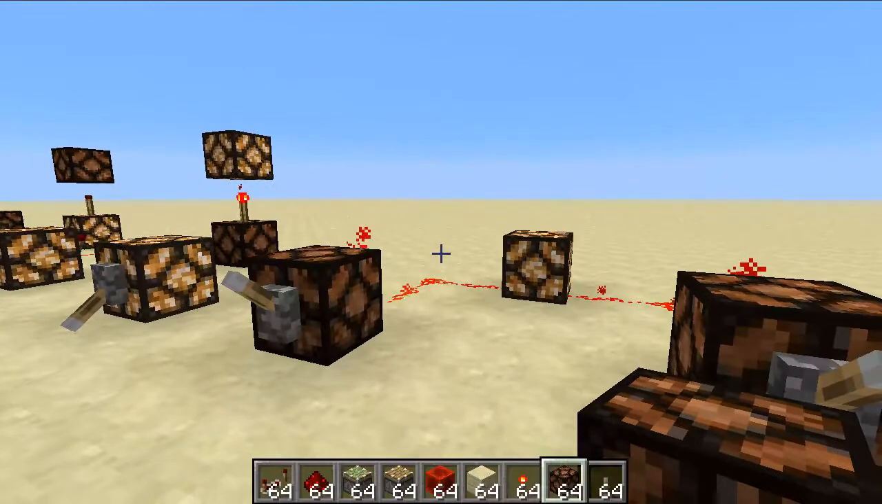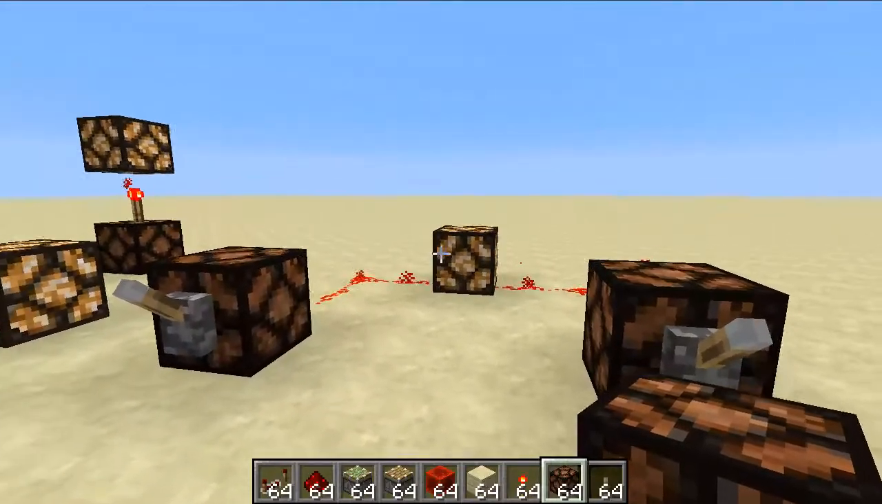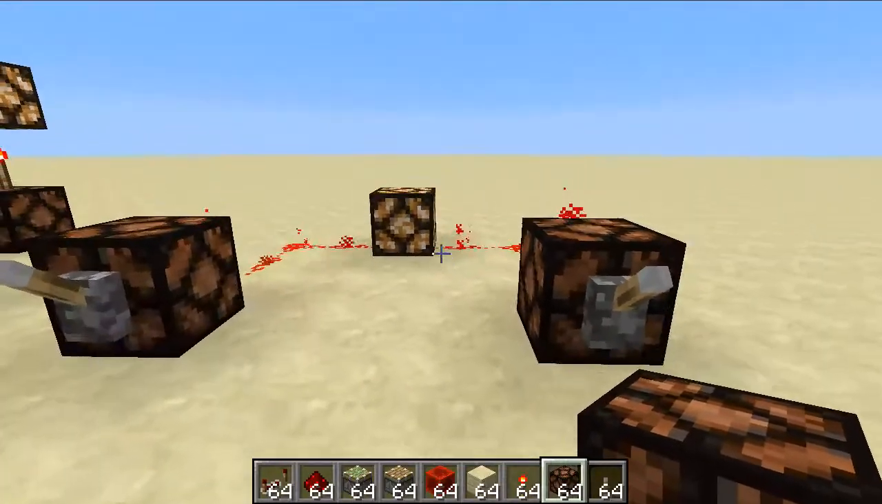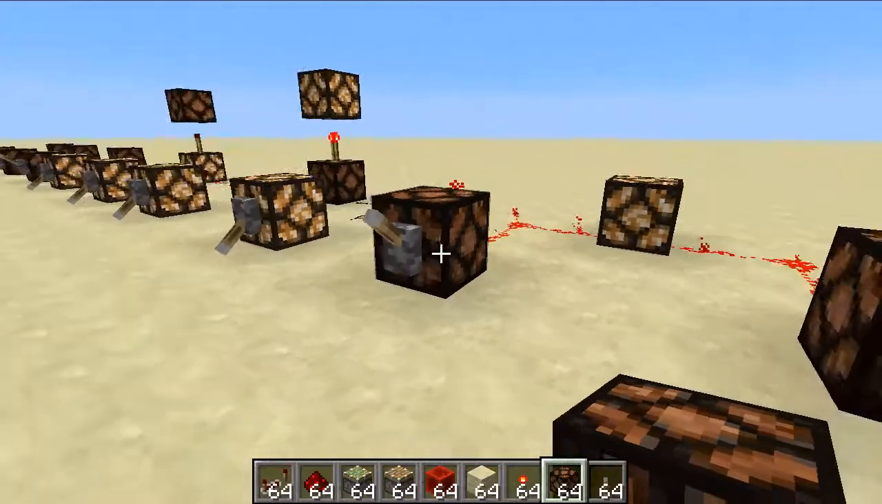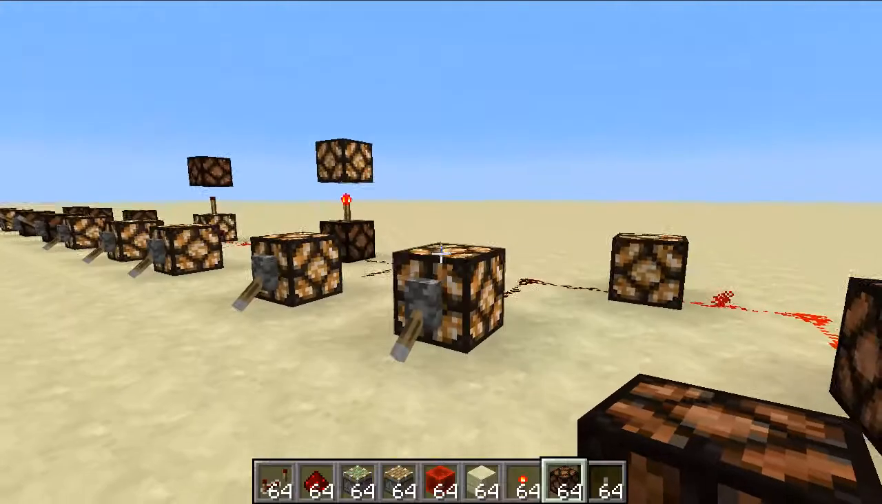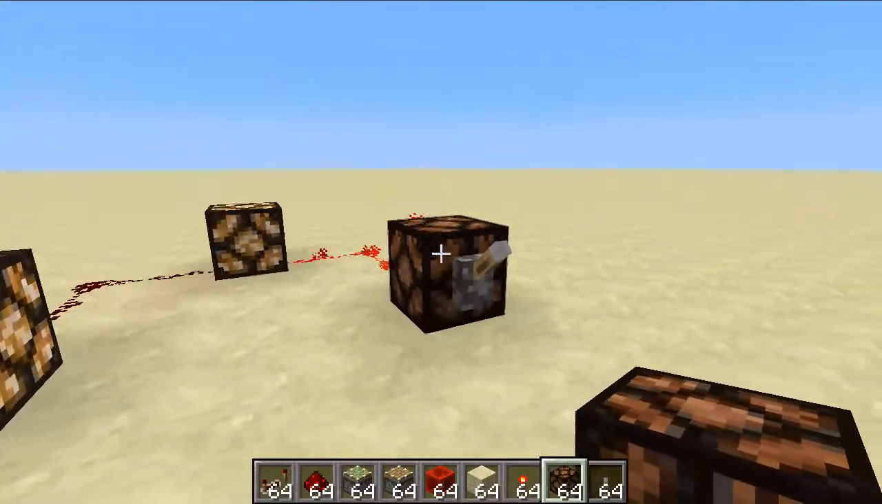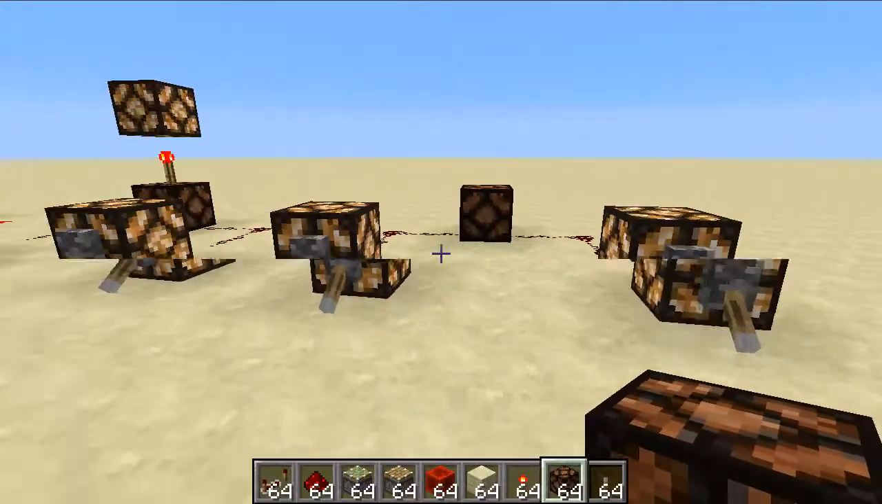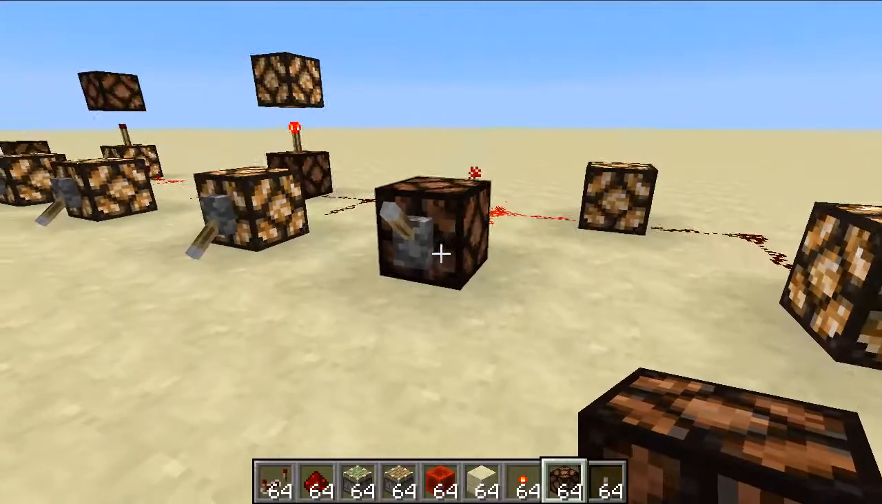So this circuit is only off when both inputs are on. So as we turn one input on, the output remains on. It's only when both inputs are turned on that the output goes off.